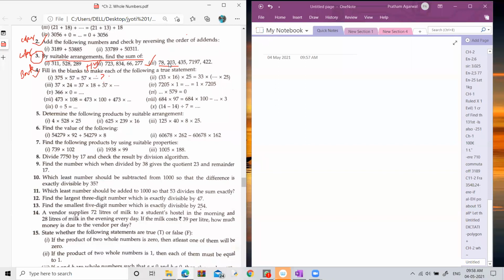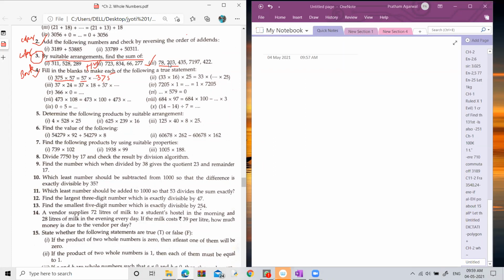So now what do you have to write over here? To make both sides equal. Look at the left hand side, 375 into 57. So to make both sides equal, 57 is written over here. Here we have to write 375. In which condition do both sides become equal? When you multiply 57 by 375. Okay. So which property is this? Can you tell me which property is this?